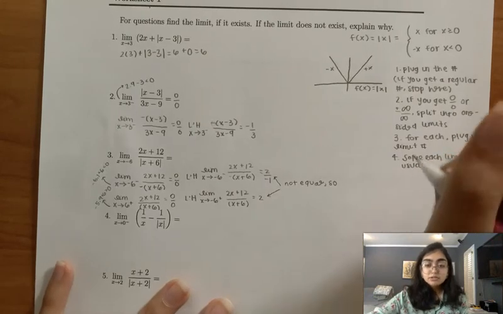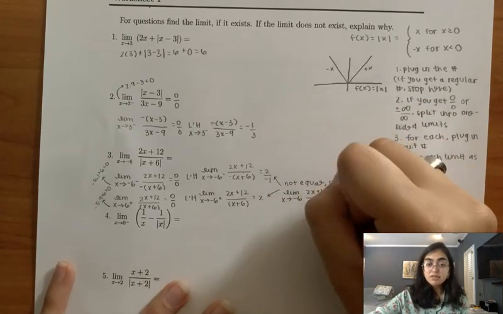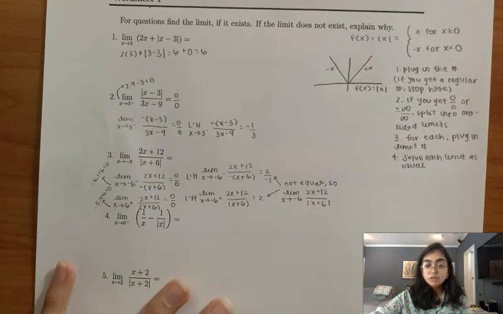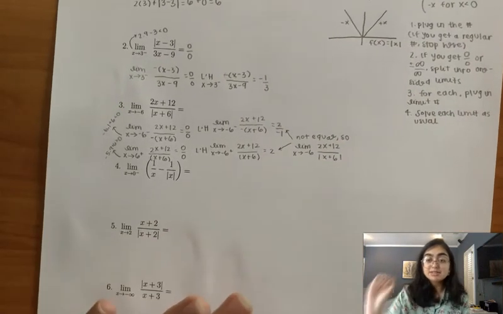I forgot to write does not exist on the paper, but know that this limit for number 3 does not exist. Does not exist is the answer.